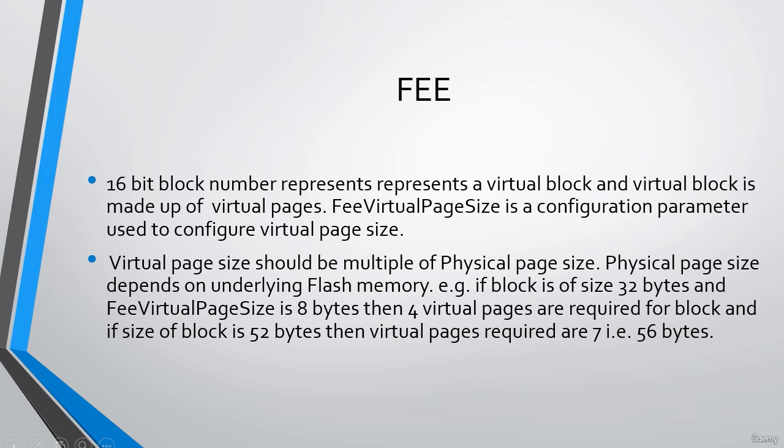The virtual page size should be a multiple of the physical page size. So this is what we should be careful about. Physical page size depends on the underlying flash memory. Example, if a block is of size 32 bytes and the Phi virtual page size is 8 bytes, then 4 virtual pages are required for the block. And if the size is 52 bytes, then the virtual pages required are 7, so we need 56 bytes. So this is the way we need to understand how the virtual paging is done.